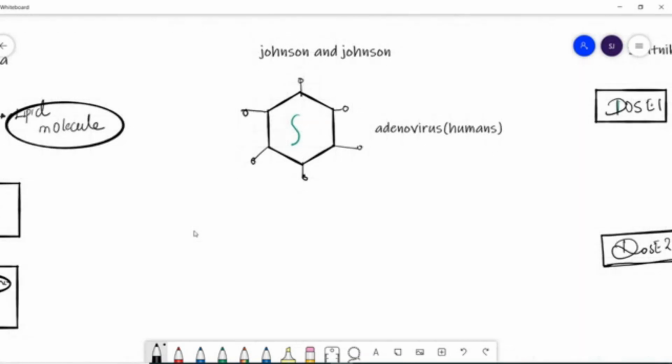In the same way, in Johnson & Johnson the only change is that here we use an adenovirus, and this virus is peculiar to humans. In Covishield, if you see, the adenovirus we used for injecting the genetic material or the spike protein into our body was of a chimpanzee. Here we use a human version of adenovirus.